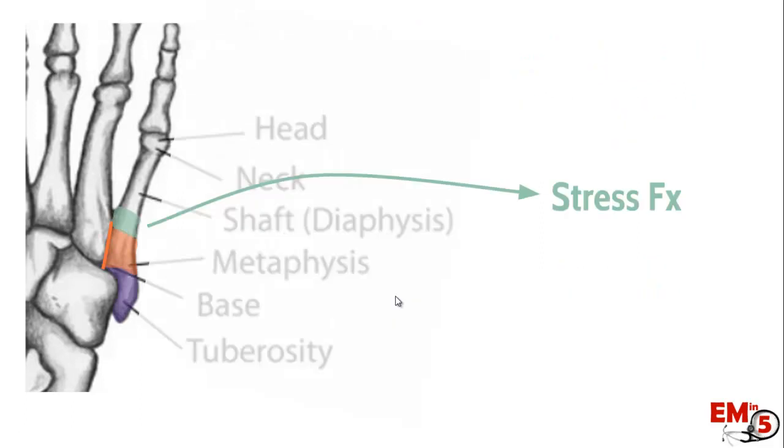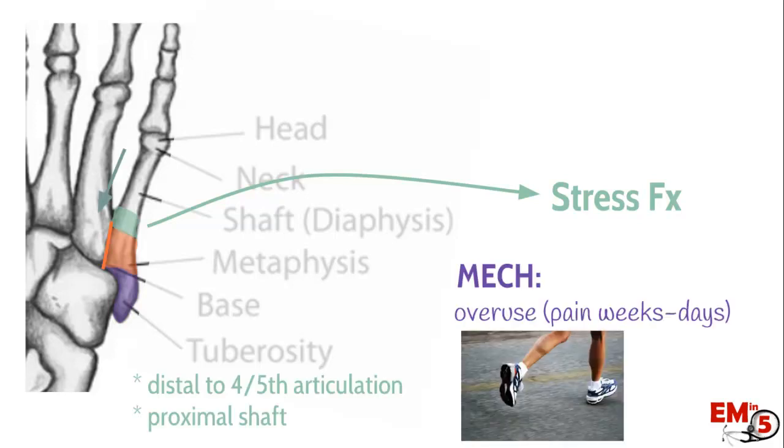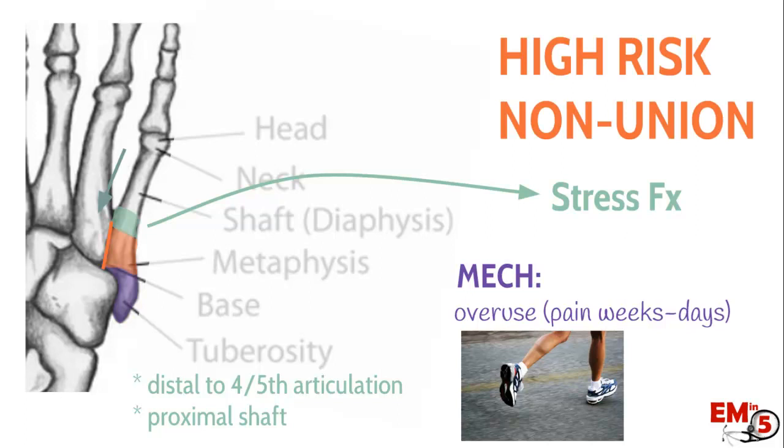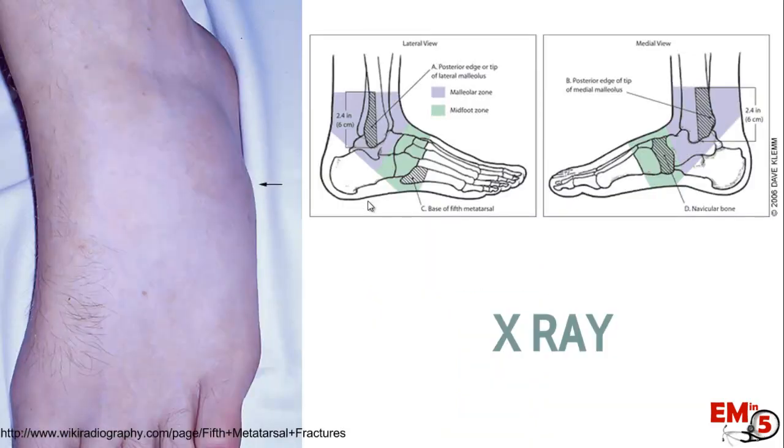The third to talk about is stress fractures. And this is a stress fracture of the proximal shaft or diaphysis, or we can say that it's just distal to the fourth, fifth articulation. Now this is an overuse injury, so ask the patient if they've been having pain for days or weeks before they're presenting to you. And this also has a high risk of non-union. There's an example, so you see that this is distal to the fourth, fifth articulation right here. It also looks like it's a little bit more of a chronic injury, and it's the proximal part of the shaft. So for exam, to decide whether to get x-rays, make sure you use your Ottawa ankle and foot rules.